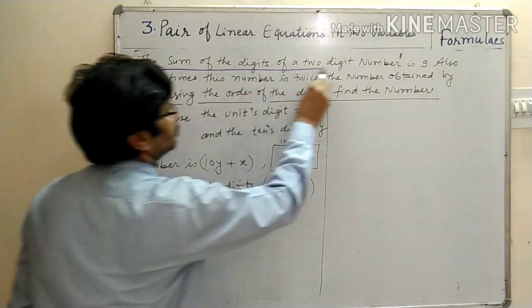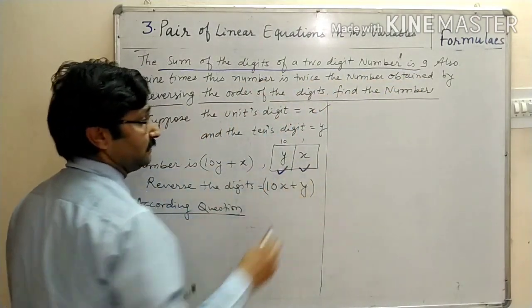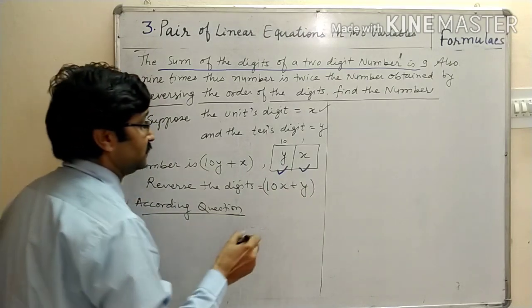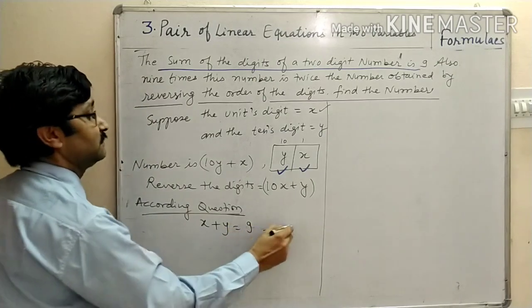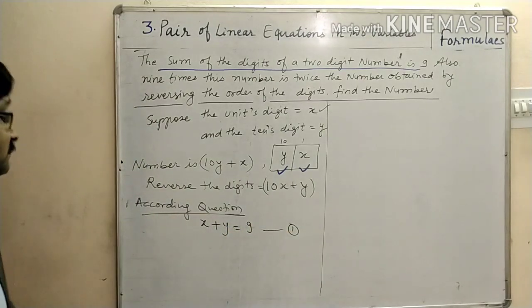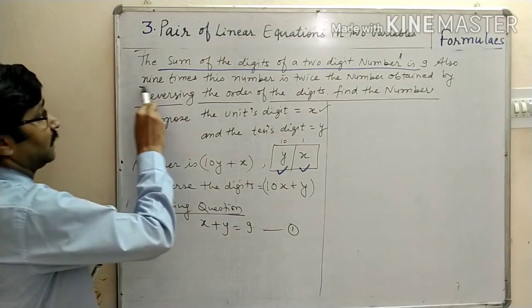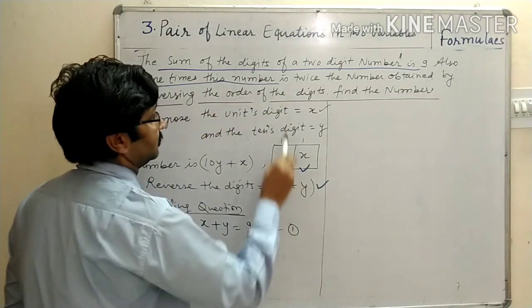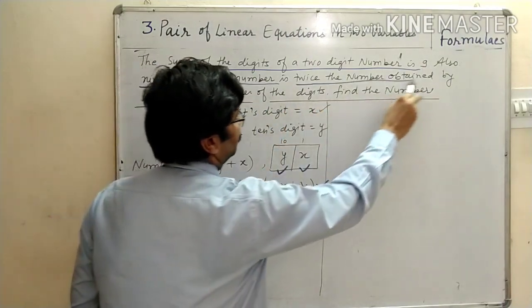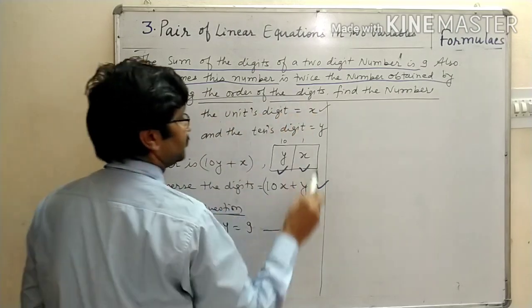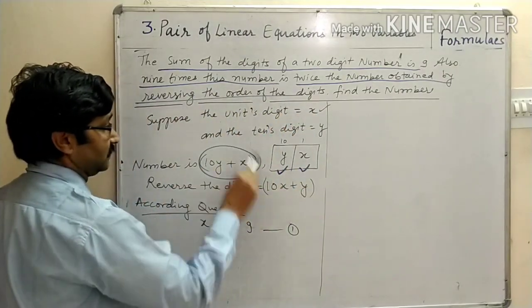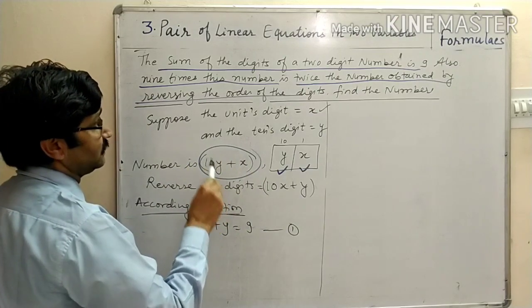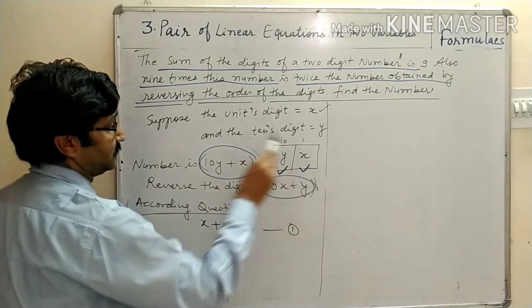The first case is that the sum of the digits of the 2-digit number is 9. The digits are y and x, so you have to add these 2 digits. The first equation is x plus y equal to 9. This is the first equation. The second condition is given to you: 9 times this number is twice the number obtained by reversing the digits.